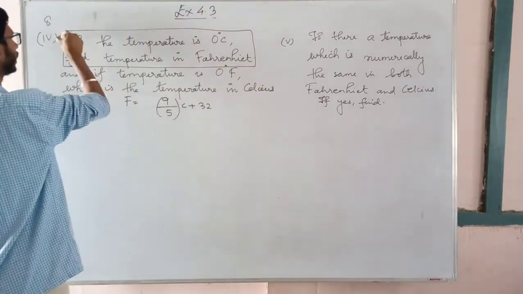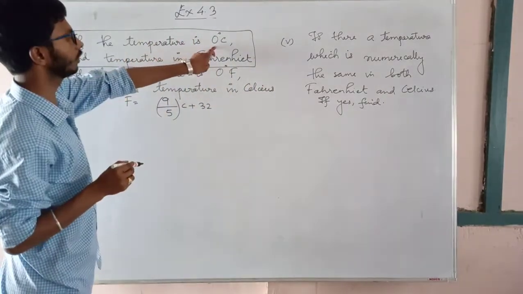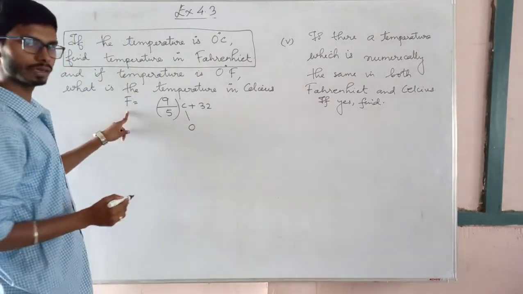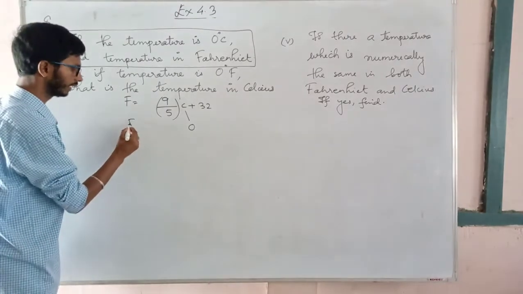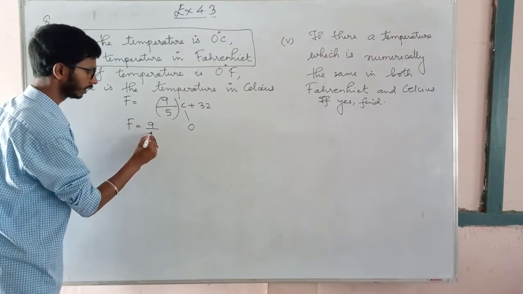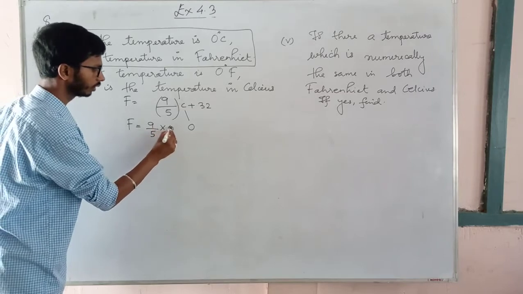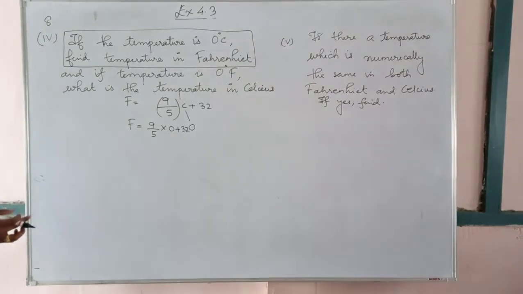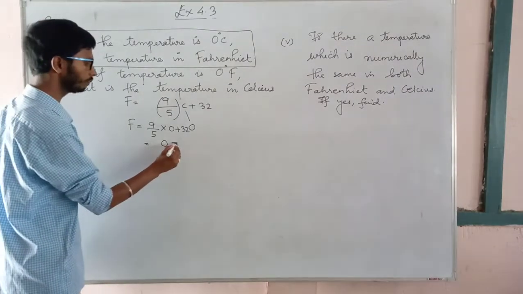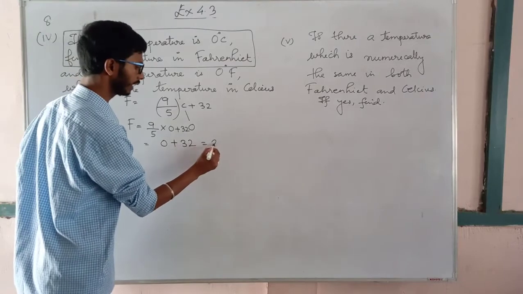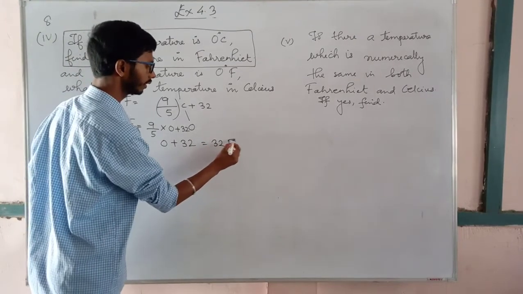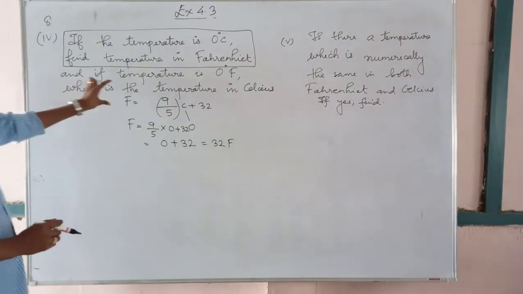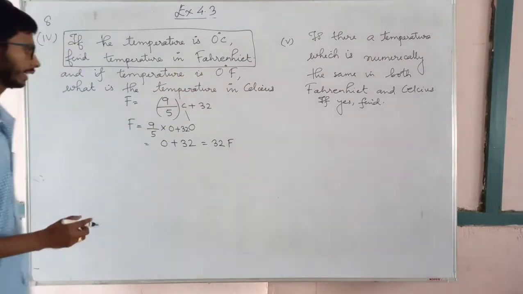In the first part, temperature is 0 degree Celsius. That means this C is 0, and we have to find the value of F. Let us find F equal to 9 by 5 into 0 plus 32. So 0 into 9 by 5 will give you 0. So 0 plus 32, you will get the answer as 32 degree Fahrenheit. Okay. Second part, if temperature is 0 degree Fahrenheit.